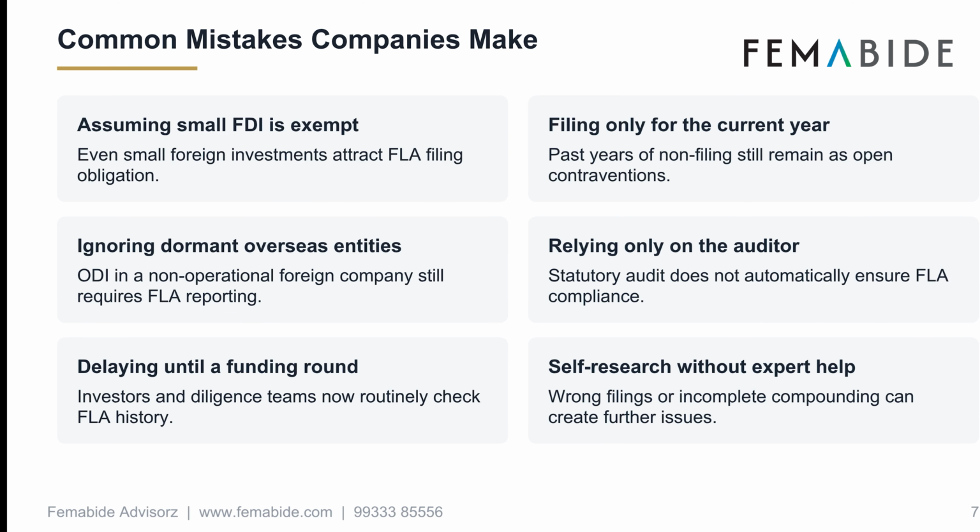Common mistakes. Companies often make these mistakes: assuming small FDI is exempt, filing only for the current year and ignoring the past, ignoring dormant overseas entities, relying only on the statutory auditor, waiting until a funding round or bank query surfaces the gap, trying to handle it through self-research without expert guidance. All of these increase risk.